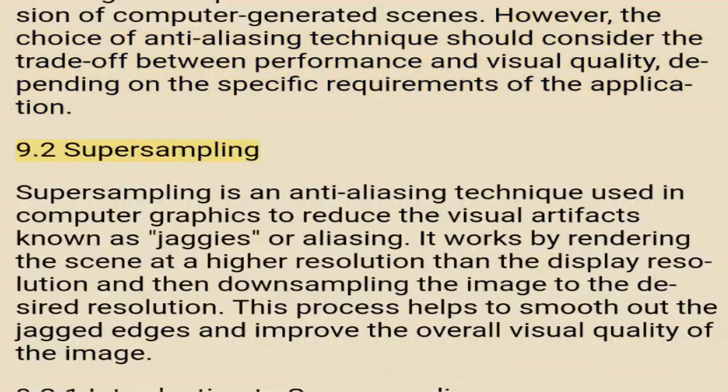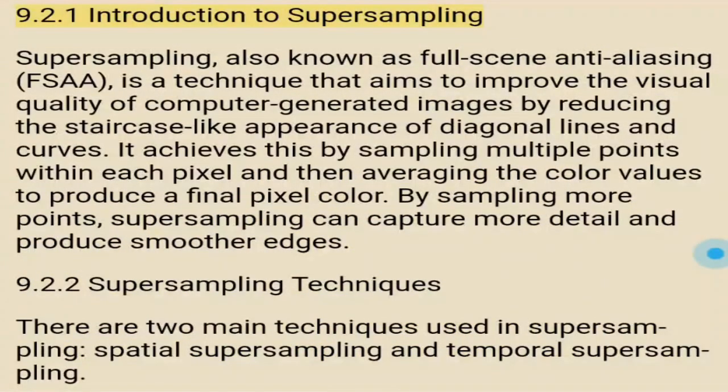9.2 Supersampling. Supersampling is an anti-aliasing technique used in computer graphics to reduce the visual artifacts known as jaggies, or aliasing. It works by rendering the scene at a higher resolution than the display resolution and then downsampling the image to the desired resolution. This process helps to smooth out the jagged edges and improve the overall visual quality of the image.